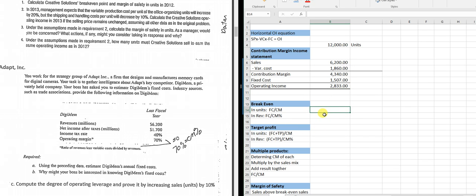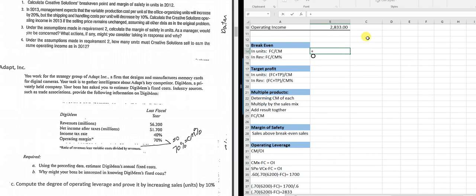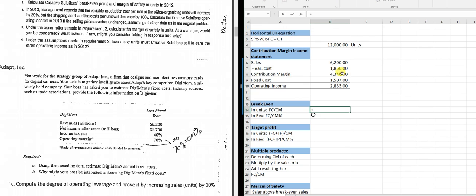So the first thing I need to do is compute your degree of operating leverage. Degree of operating leverage is contribution margin divided by operating income. So I'm just going to take that divided by that. Okay? So I have 1.53. And here's how you interpret that. If sales increase or decrease by X%, then operating income will increase or decrease by the degree of operating leverage times the X%. Okay.